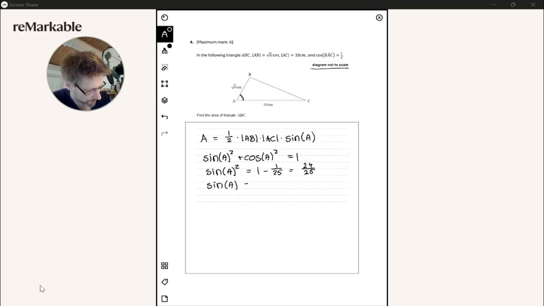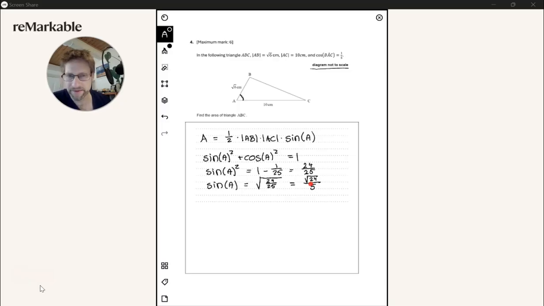Here we should be a little bit careful, thinking what about the negative square root? But since we are in a triangle, then we know that the sine of any angle in a triangle is a positive number. So we know that we have to take the positive square root of 24 over 25. And square root of our fraction, we just do numerator and denominator separately, so we get square root of 24 and the square root of 25 is just 5.